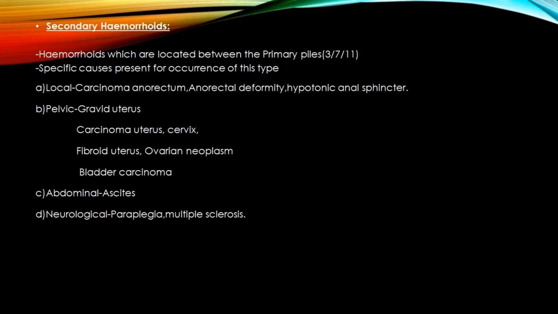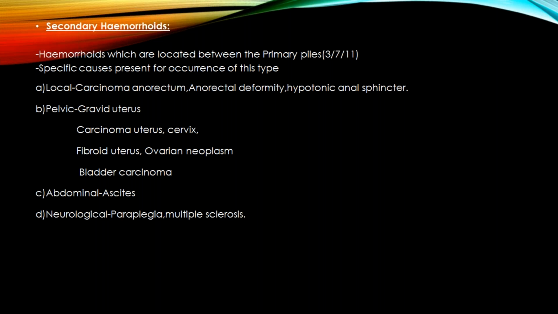Number one is local causes involving the anus and the rectum. Number two is pelvic causes. Number three is abdominal causes. Number four is neurological causes. For number one, local causes: any carcinoma of the rectum or anorectum, anorectal deformity, hypotonic anal sphincter.